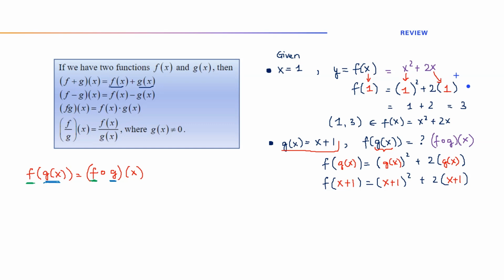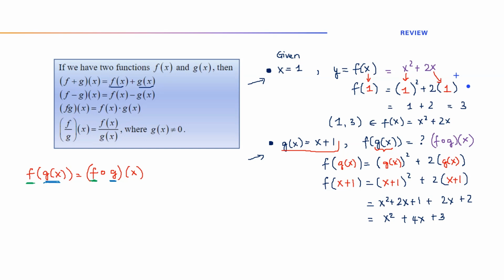Now we simplify this. So we have x squared plus 2x plus 1 plus 2x plus 2. Combine like terms, x squared, we have 4x plus 3. So this is plugging in the value. This is plugging in the function.